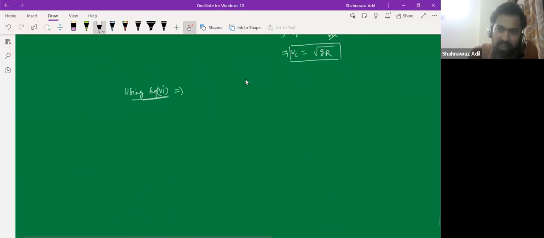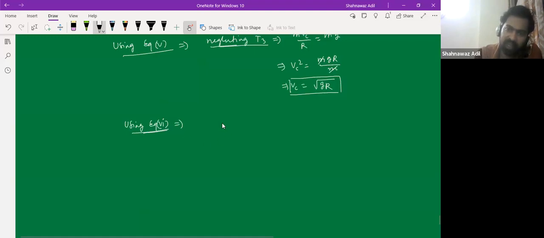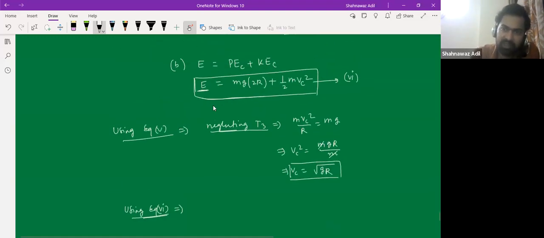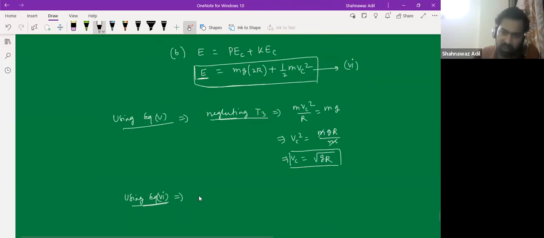Yes. Yeah, so if you have to use this equation 6, right? So E is 2 mgr plus half m and Vc square we have just found out. So Vc square is gr, right? So that is gr.